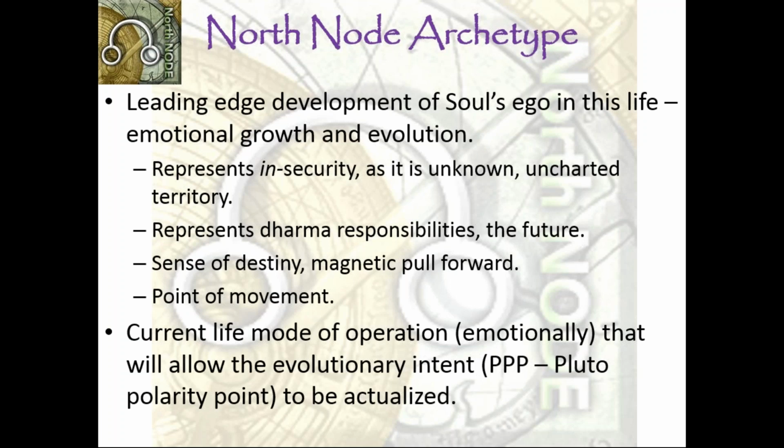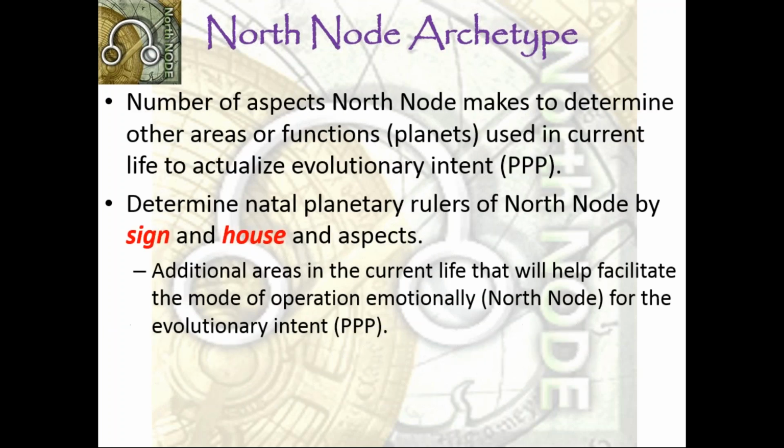the ego's evolution. It is the current mode of operation on an emotional level that is going to allow us to actualize the evolutionary intent in this life, or the polarity point of natal Pluto in this life. You would also look at the aspects that the North Node makes to determine other areas that we're utilizing in this lifetime to actualize that evolutionary intent. And you would also look at the rulers of the North Node by sign and house and the aspects they make for additional information in how the soul and its ego is intending to evolve and move forward in the current life.